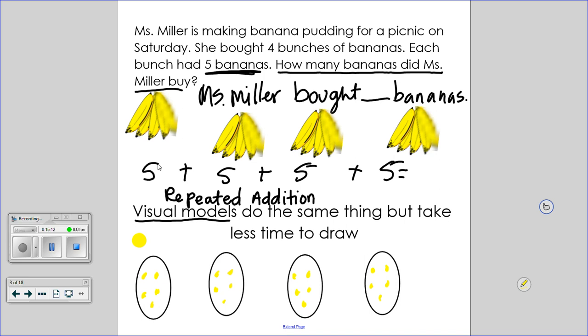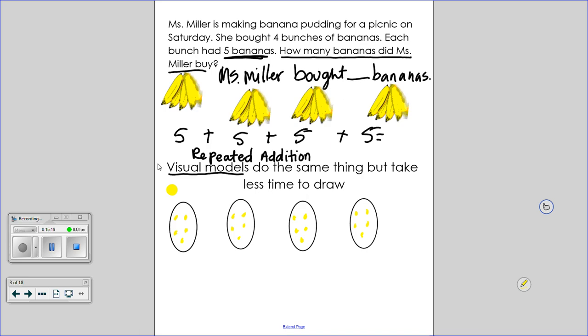Can I still get my equation? Yeah. Somebody tell me, what is my equation with my new picture? What's going to be my equation? Piper, what's going to be my equation? 5 plus 5 plus 5 plus 5. Keep going, equation has equals. So do we write this one?